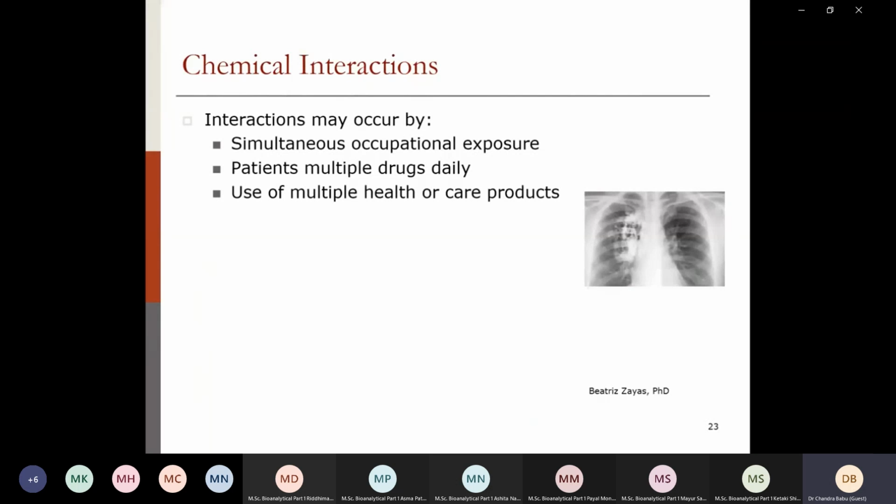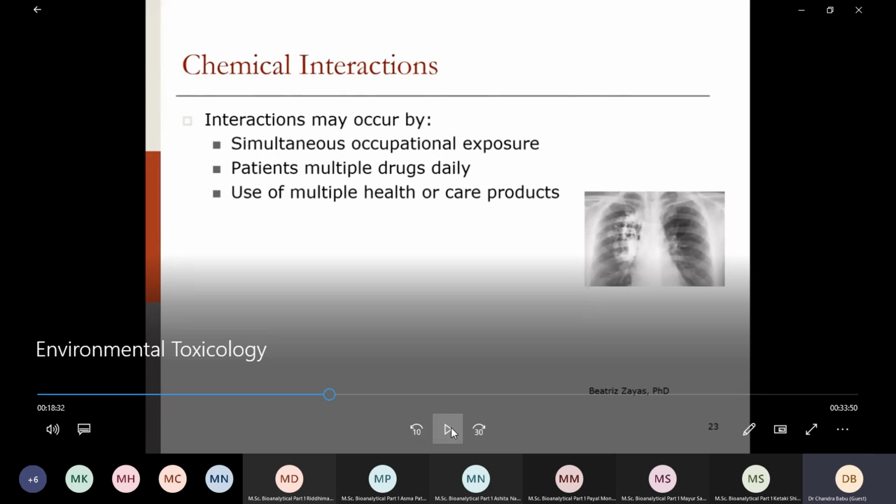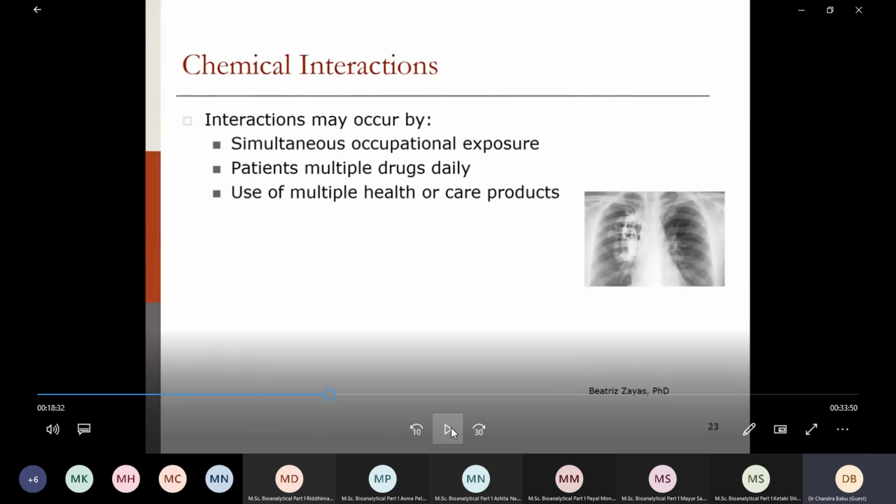A key aspect also of how toxicity happens are chemical interactions. We all know that we're not only exposed to one substance, we are exposed to multiple substances. So beta, here the concept of LC50 comes. When there is exposure, the quantum of exposure is based on concentration, because we are not dosing per se, it is the exposure per se.